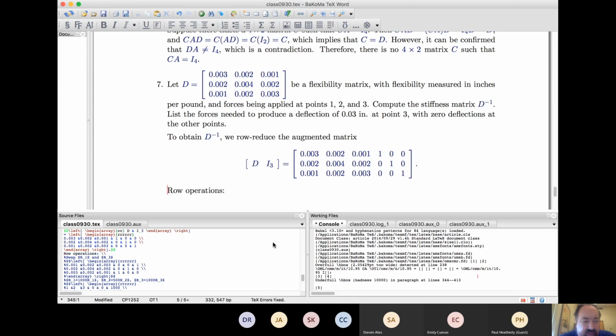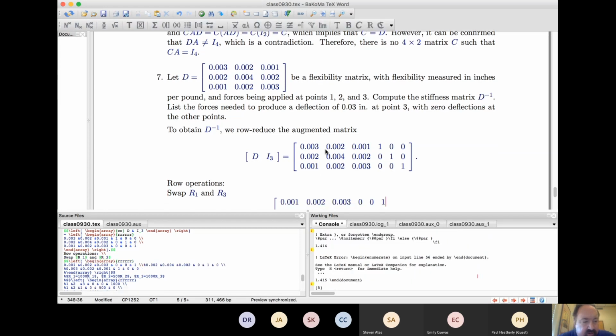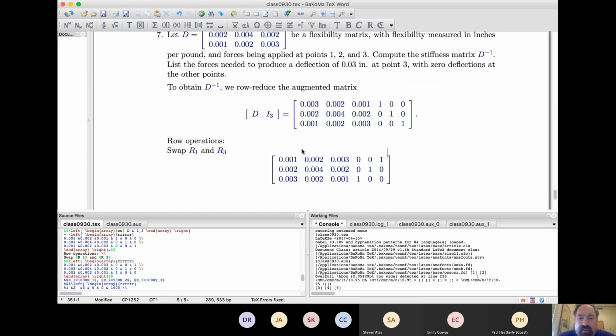Now what I'm going to do for convenience is swap rows. I have 0.001 here. It'll be easier to do row operations if I move this row to the top. So I'm going to swap rows 1 and 3.